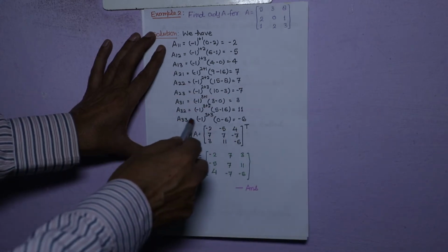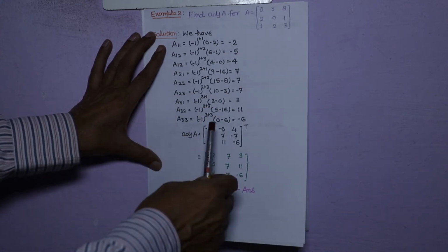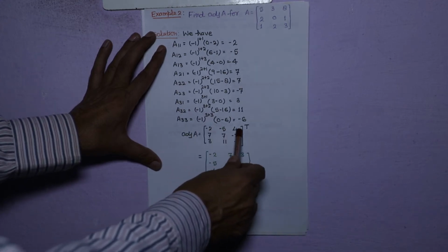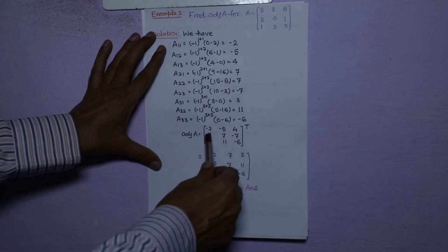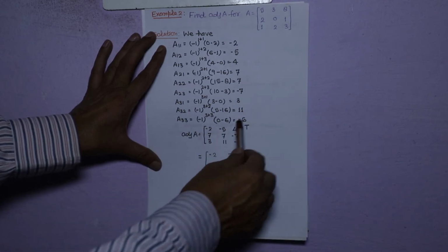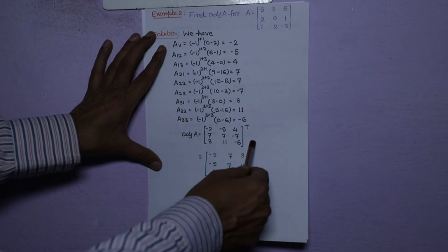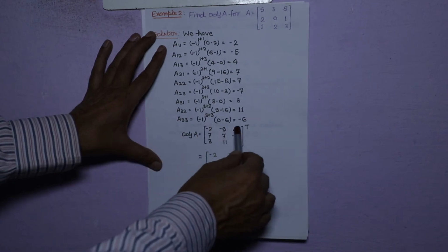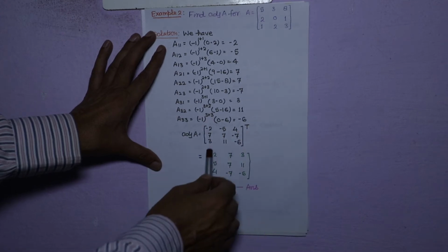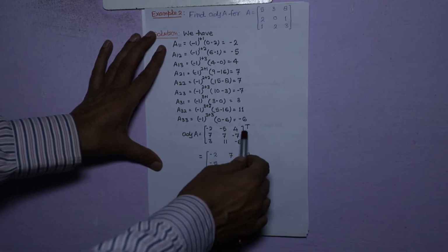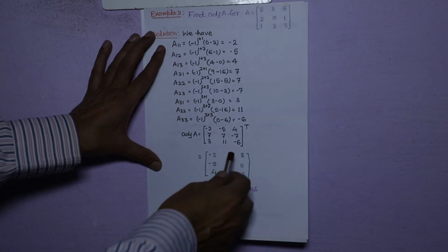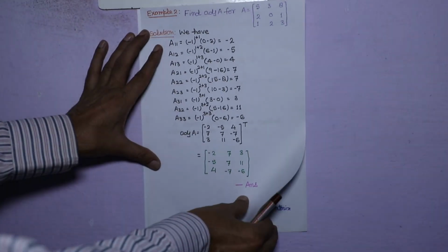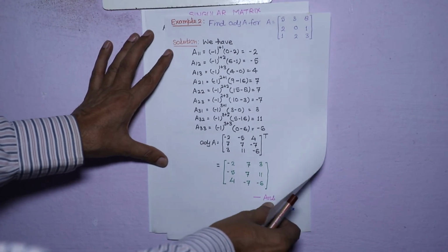After calculating these 9 cofactors, you will find a matrix of cofactors: minus 2, minus 5, 4, 7, 7, minus 7, 3, 11, minus 6, and then their transpose. This row becomes a column. So minus 2, minus 5, 4, the first row, now becomes the first column. 7, 7, minus 7 becomes the second column, and 3, 11, minus 6 becomes the third column. This way you have calculated the adjoint of this matrix.